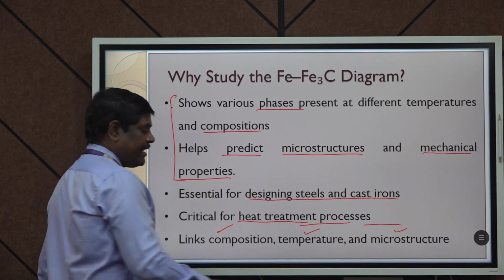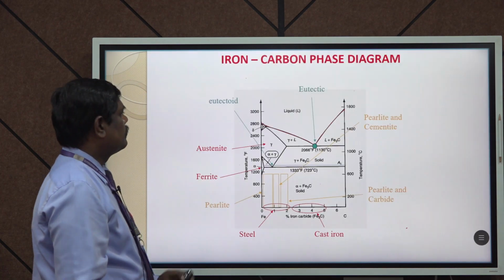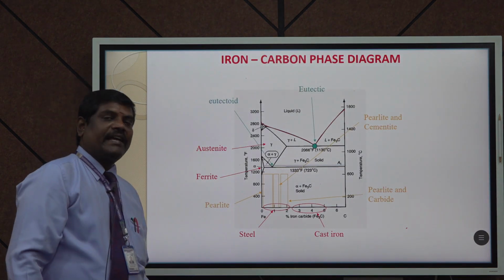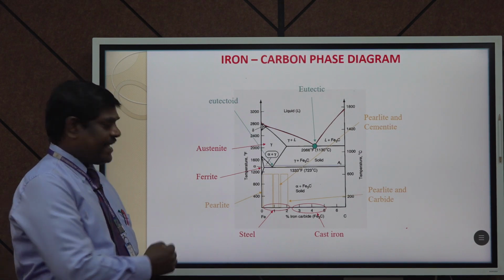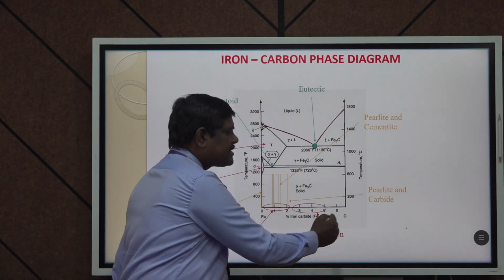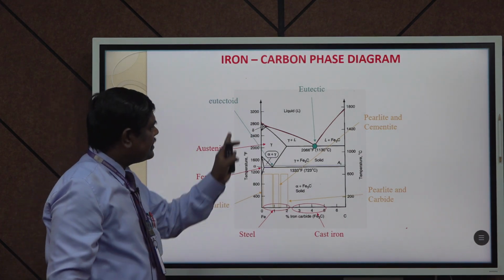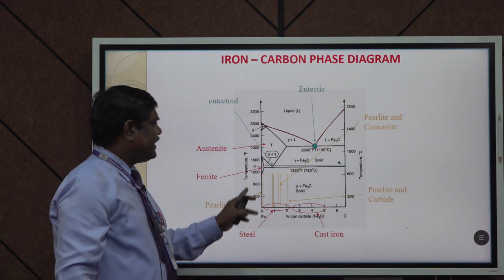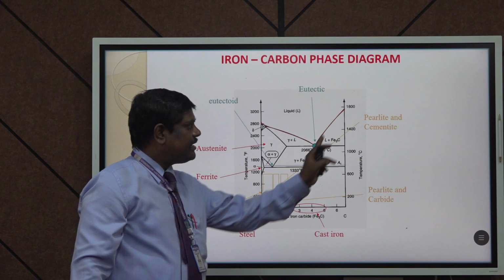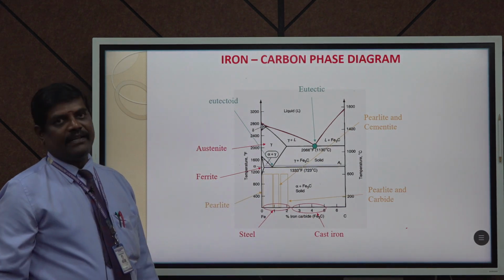Let me show the iron and iron carbon equilibrium diagram. This diagram shows the iron and iron carbon equilibrium diagram. The x axis represents the percentage addition of carbon content. The y axis, that is the vertical axis, represents the temperature. The left side indicates the temperature in Fahrenheit and the right side indicates the temperature in degrees centigrade.